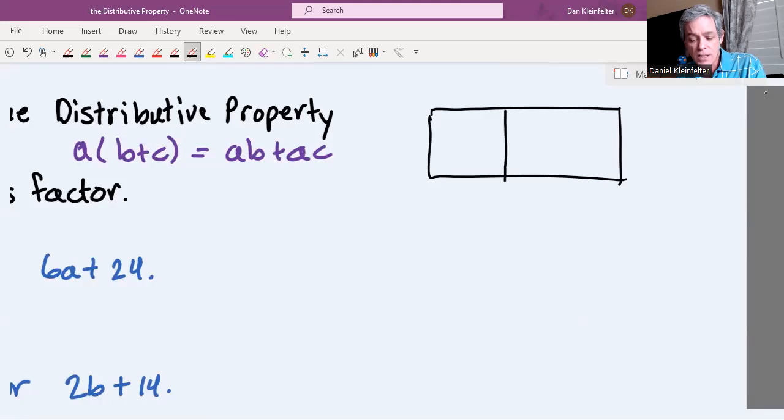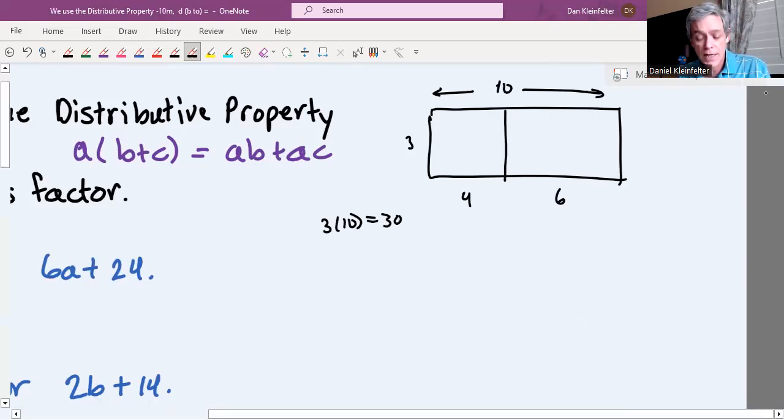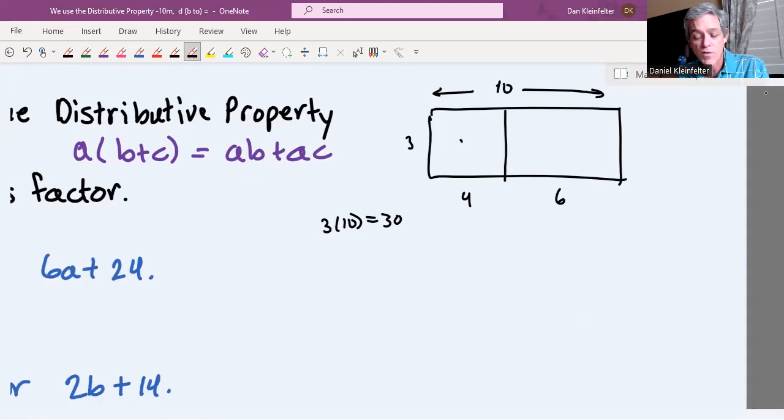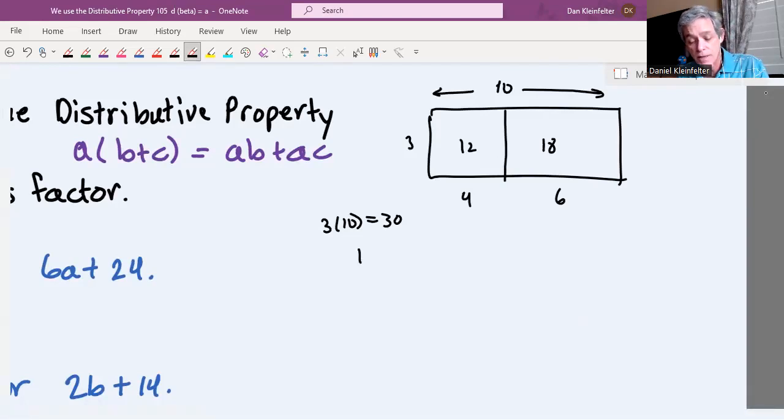One way is in terms of areas of a rectangle. Let's say that we had a rectangle that was 3 inches high and maybe 10 inches wide. I know 3 times 10 is 30. And so that would tell us that the area is 30 square inches. Or we could look at it as the sum of the two smaller boxes' areas. 3 times 4 is 12. 3 times 6 is 18. 12 plus 18 makes 30.